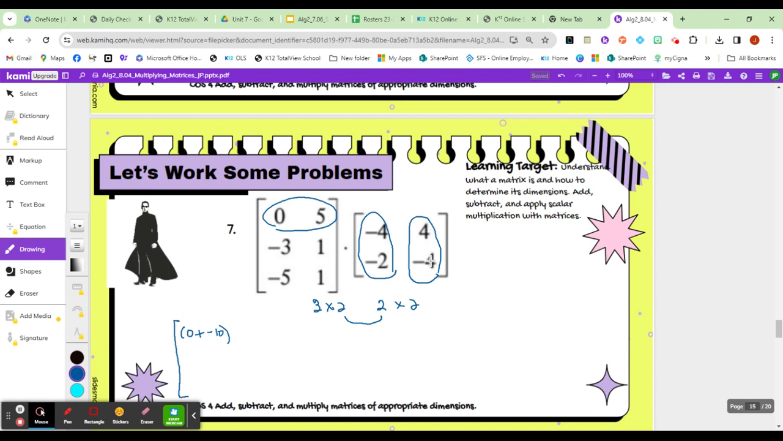First row times second column is going to be 0 times 4, which is 0, plus 5 times -4, which is -20. And then I don't have any more columns, so then I move on to the next row. So second row times first column is going to be -3 times -4, which is +12, plus 1 times -2 is -2. Second row times second column is going to be -3 times 4, which is -12, plus 1 times -4 is -4.